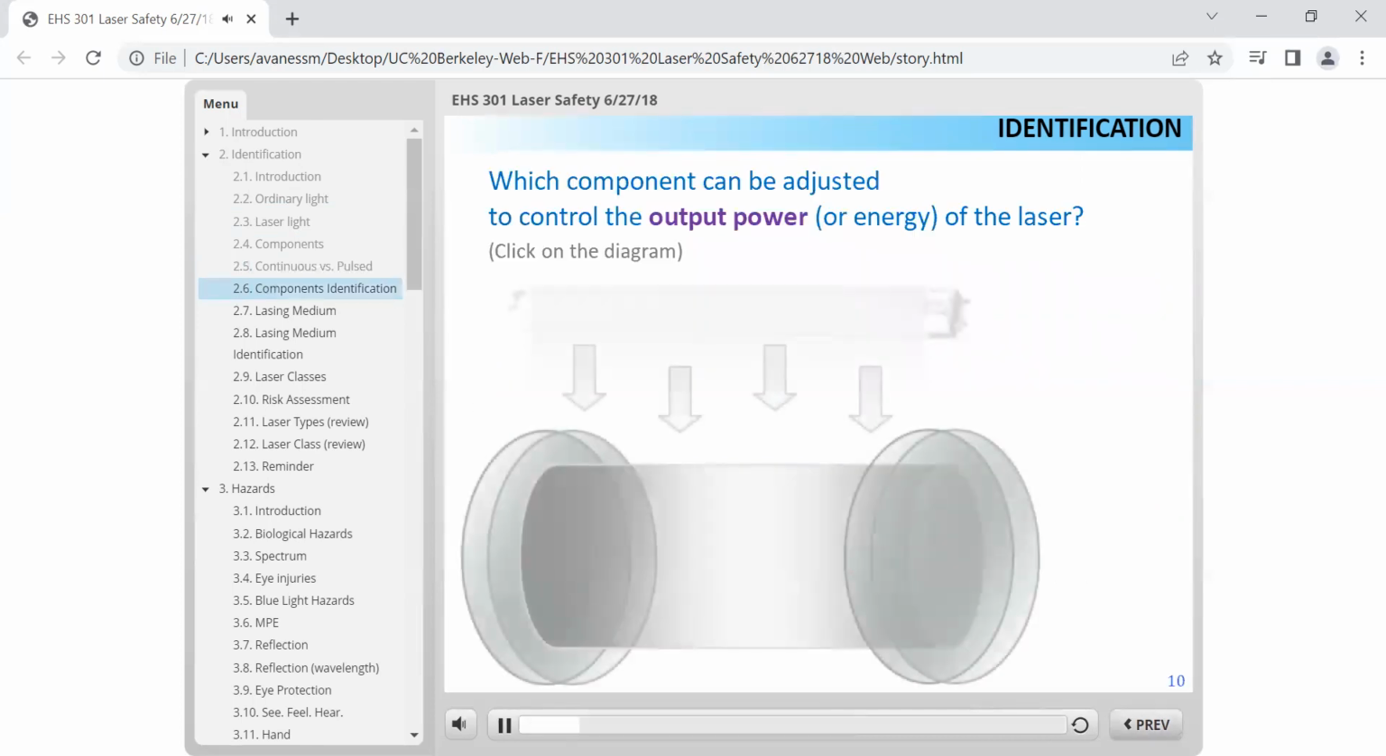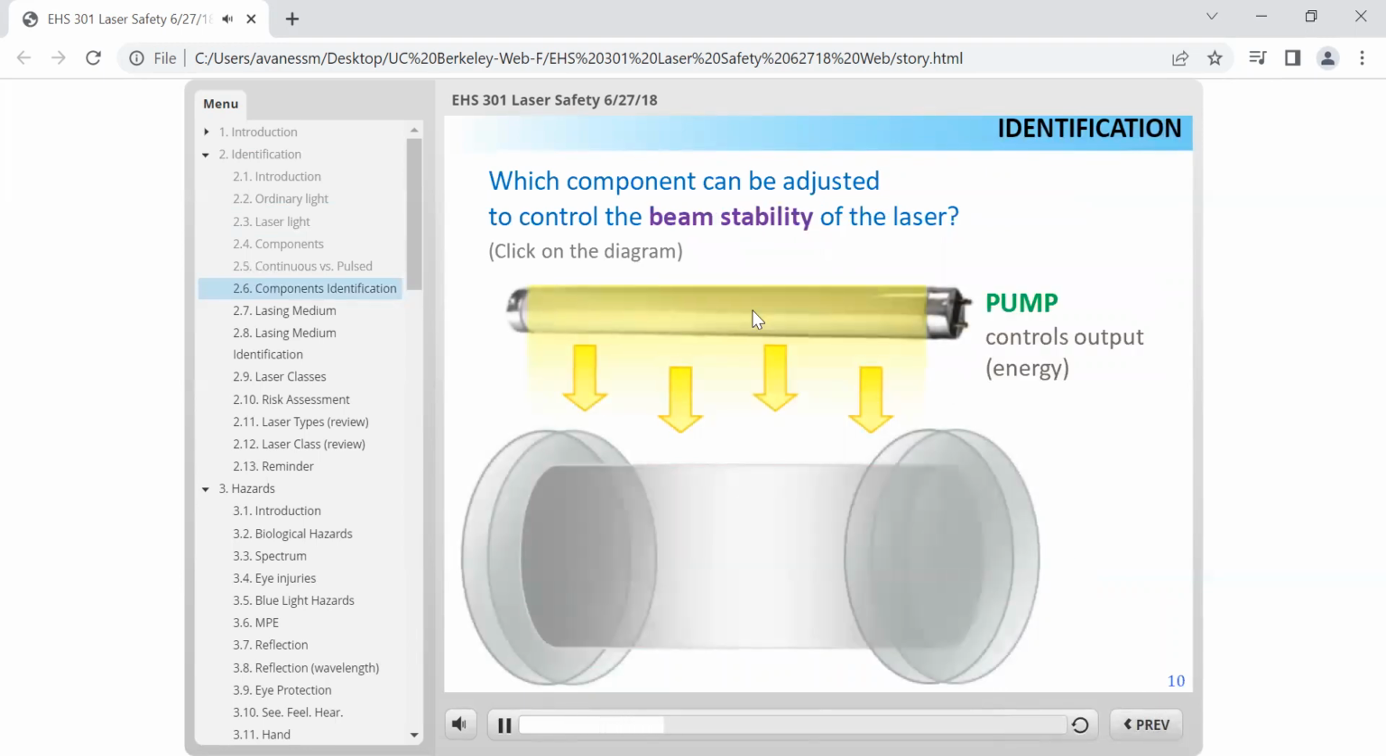Knowing how a laser works enables you to better control its beam. Let's review these elements. Which component can be adjusted to control the output power or energy of the laser? Click on the diagram to select your answer. The pump controls output energy.